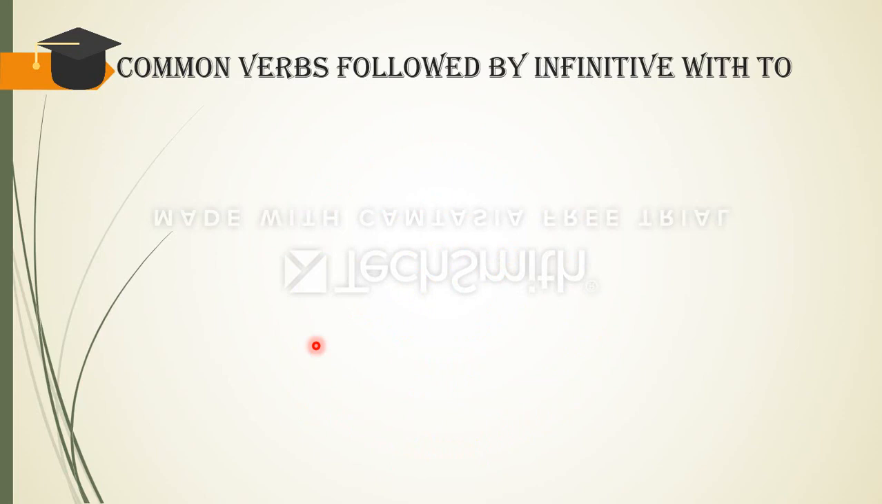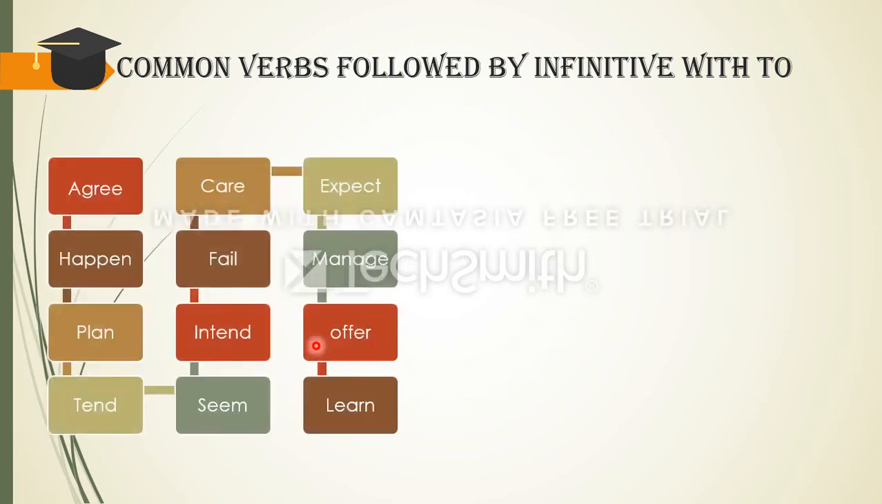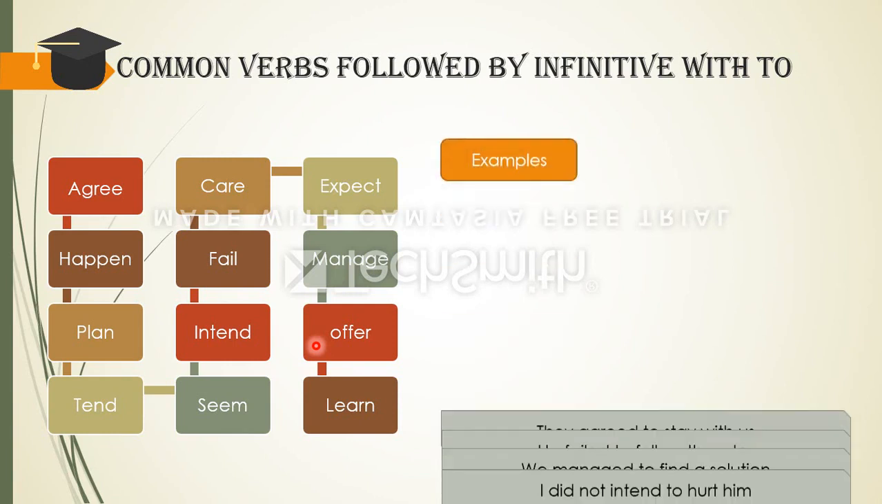Now let's please move on and speak about common verbs, but now followed by the infinitive with to. Common verbs followed by infinitive with to. Here I have collected some of these verbs. Of course they are not all, but these are the common ones used. Agree, care, expect, happen, fail, manage, plan, intend, offer, tend, seem, learn. Let's see them in some examples.